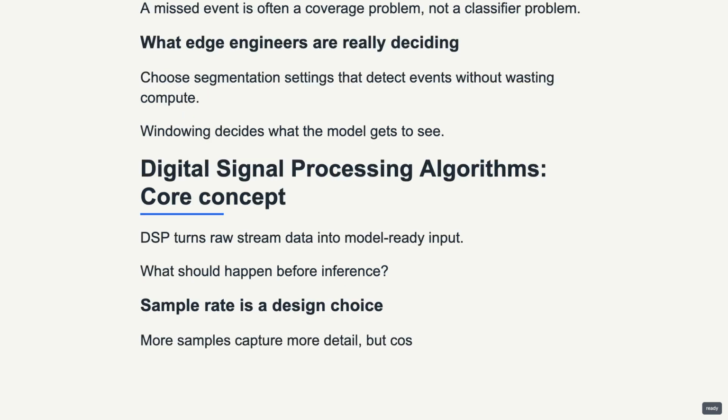A sample rate tells you how many measurements arrive each second. Slow changes can be tracked with fewer samples, but brief events like a cough, a bird call, or a vibration spike can disappear if the rate is too low, so higher rates give detail at the cost of more work.